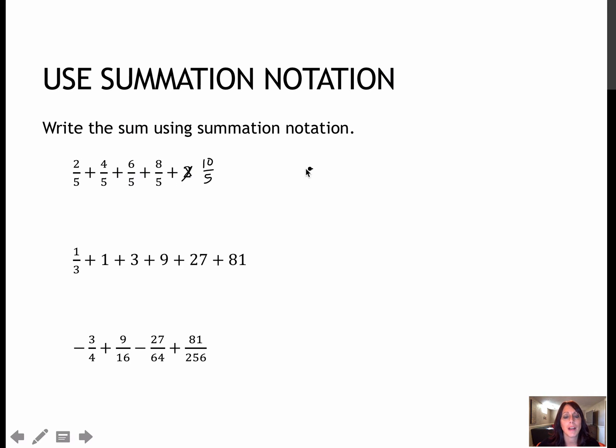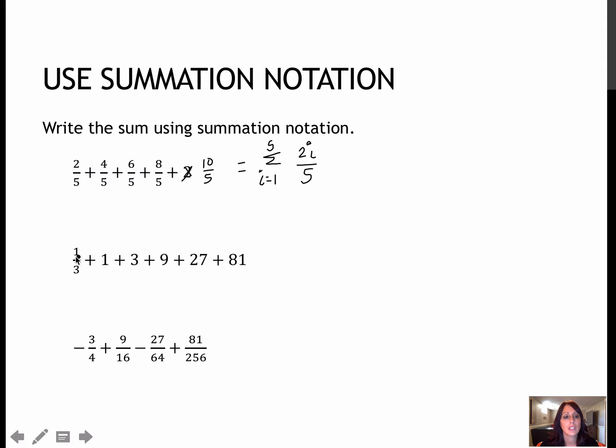So it looks like my pattern is that there's a 5 on the bottom, and on the top, it's multiples of 2. So that would be 2 times I, because if I is 1, that would be 2 times 1, which is 2. And if I is 2, that's 2 times 2, which is 4, etc. Which means my summation starts at 1 and goes to 1, 2, 3, 4, 5. So this would be the way that I write it in summation notation.